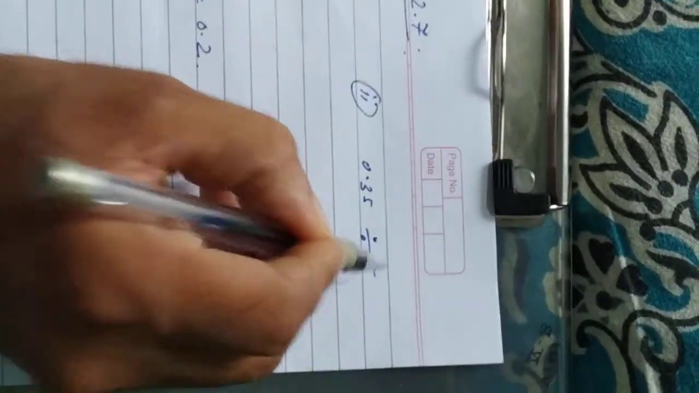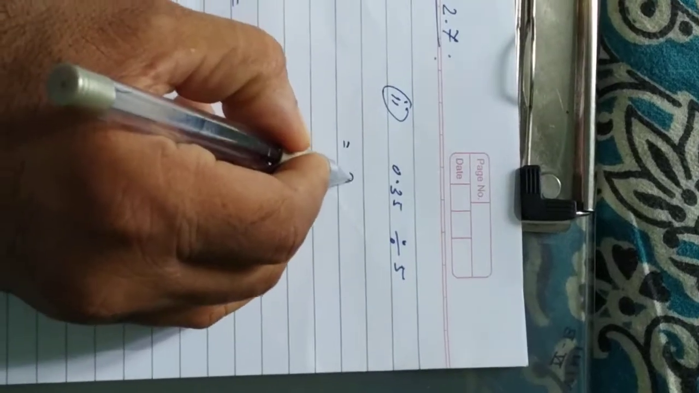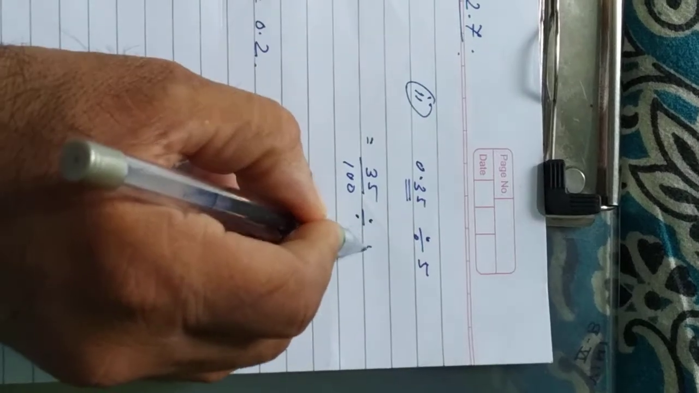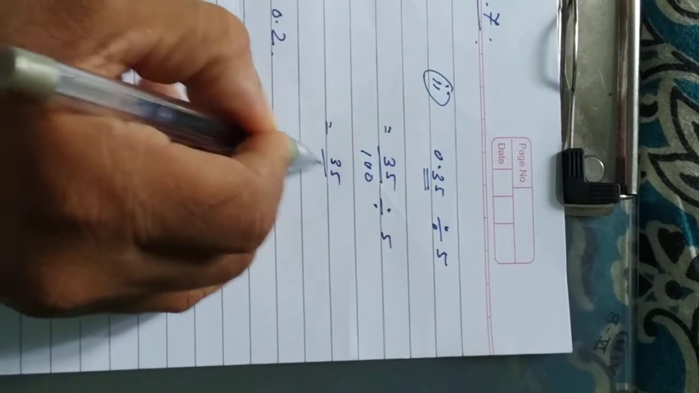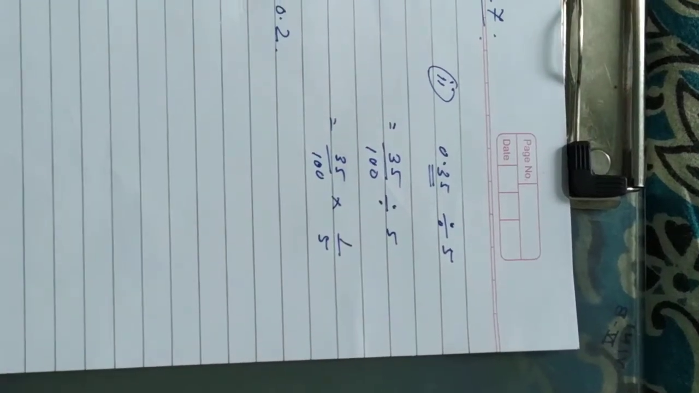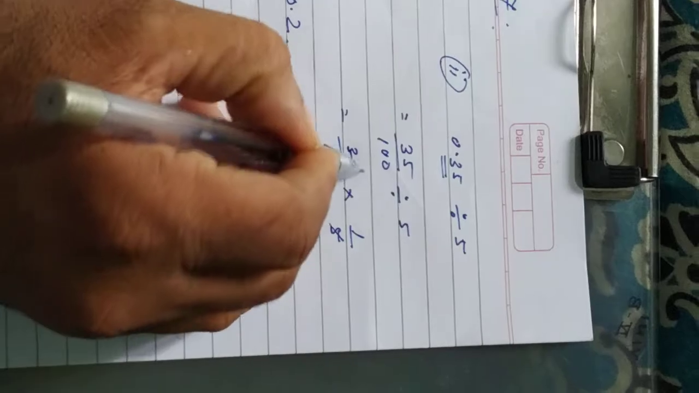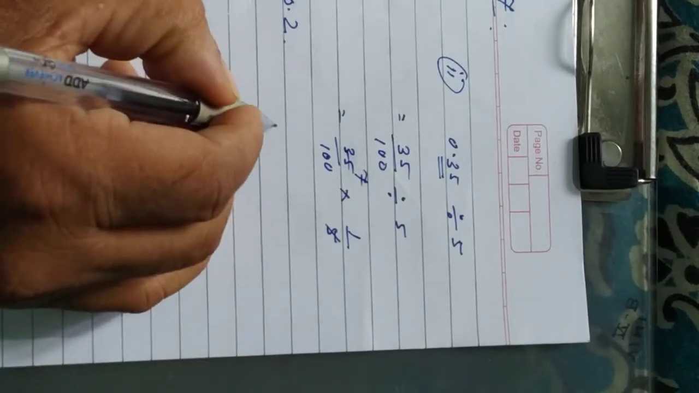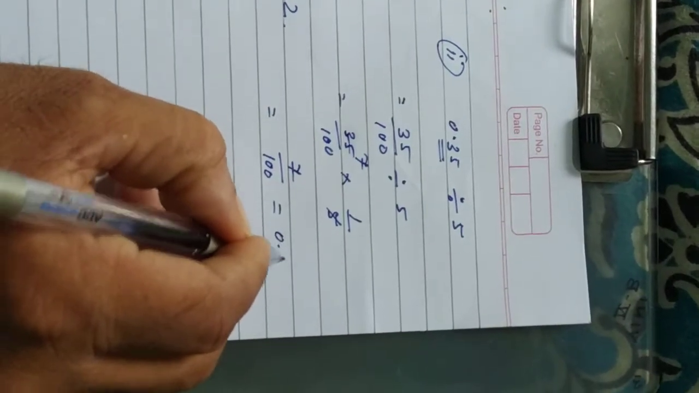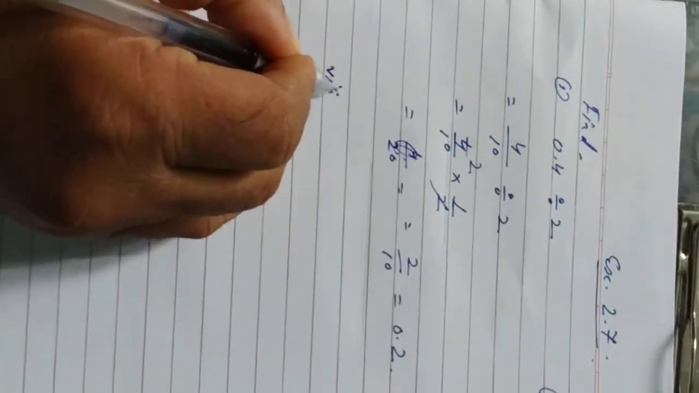Got it? Now see the second, 0.35 divided by 5 is equal to 35 upon 100 divided by 5, which is 35 upon 100 multiplied by the reciprocal 1 upon 5. Now 5, how many times is 35? 7 times, so it is 7 upon 100. So what we get is 0.07. So all of you understood? From here onwards, the remaining ones, I will explain the last one. Example number 8, the remaining you please do yourself.